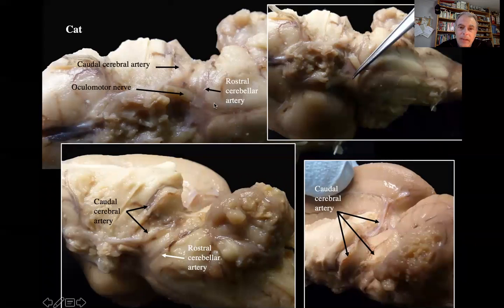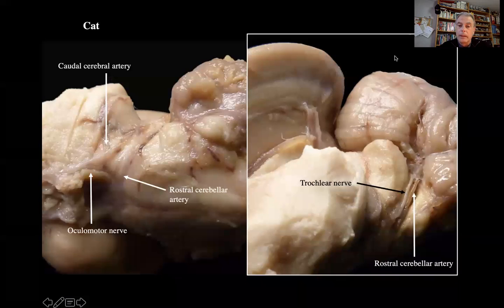Again, in the cat, you have here the oculomotor nerve, the rostral cerebellar, and the caudal cerebral artery. Again, the caudal cerebral artery and the rostral cerebellar, and in between the oculomotor nerve. It's going to be pretty similar. This is a nice image because here we can identify the rostral cerebellar artery running in close contact with the trochlear nerve. This is the caudal colliculus of the mesencephalon, the vermis of the cerebellum, right here.